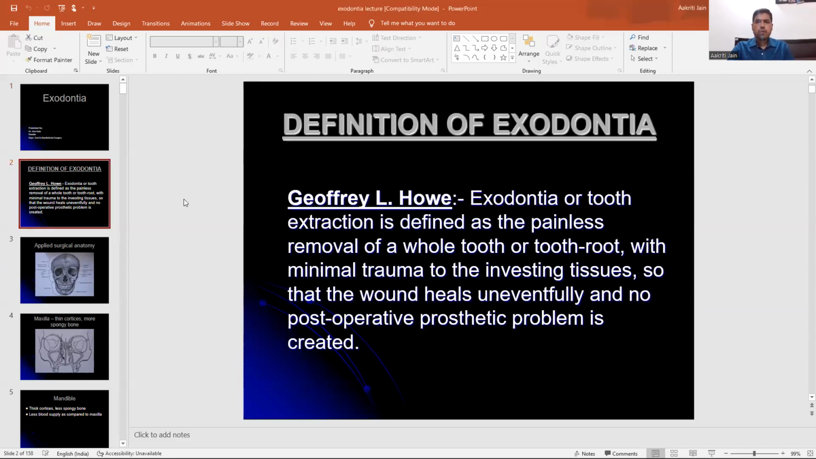According to Jeffrey Ho, the definition of exodontia, or tooth extraction, is defined as a painless removal of a whole tooth or tooth root with minimal trauma to the investing tissue, so that the wound heals uneventfully and no post-operative prosthetic problem is created.